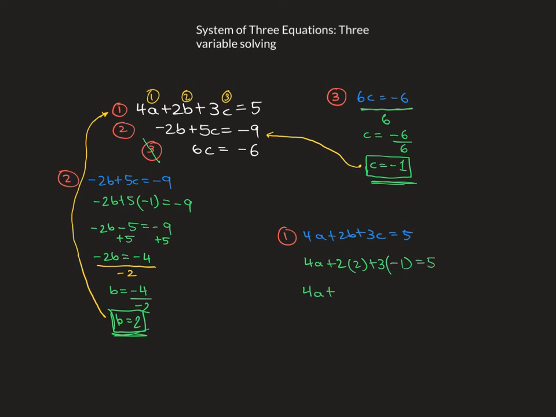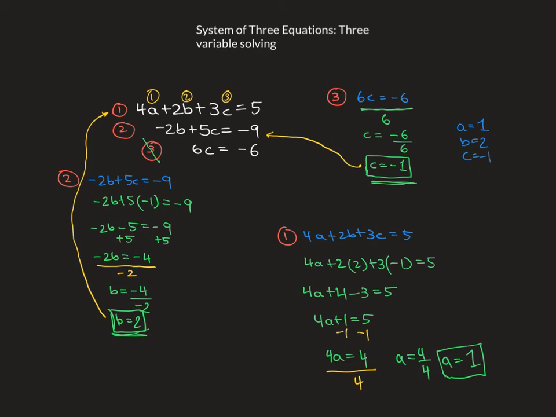4a plus 2 times 2 is 4. 3 times minus 1 is minus 3, is equal to 5. 4a plus 1 is equal to 5. And then we go minus 1, minus 1. 4a is equal to 4. And then we divide by 4. A is equal to 4 divided by 4. A is equal to positive 1. So now we have all three variables, and we can write it as one set: A is equal to 1, B is equal to 2, C is equal to minus 1.